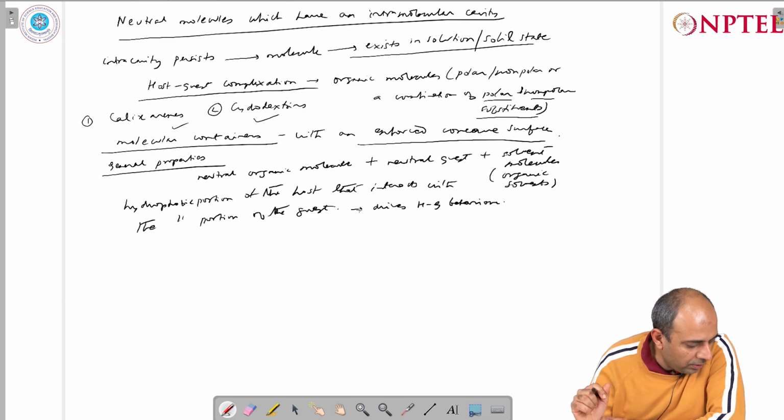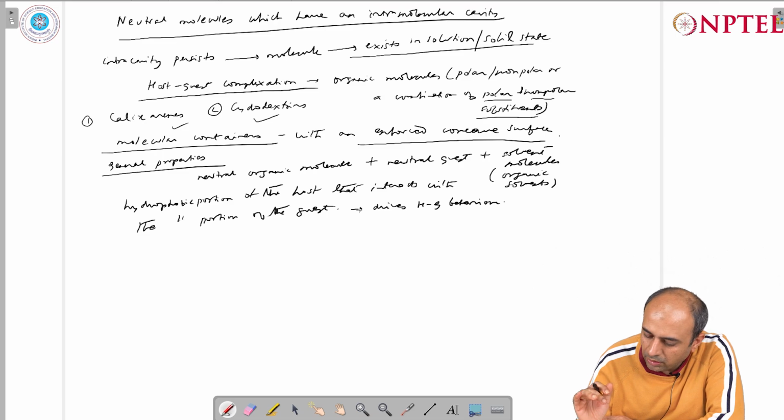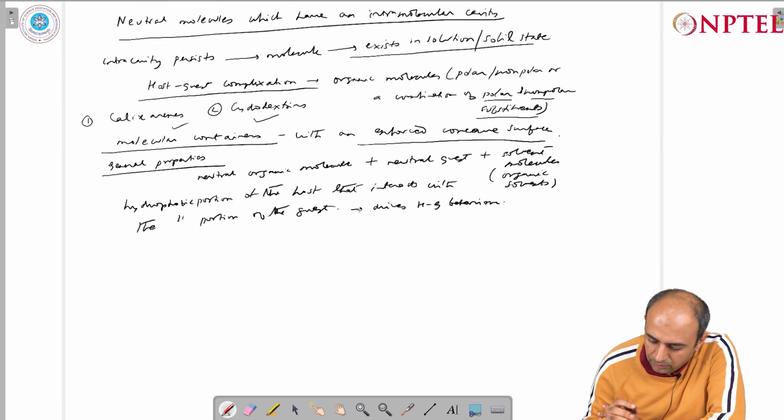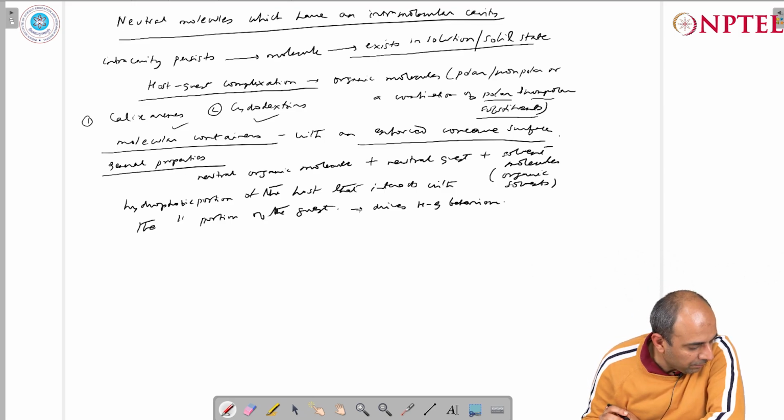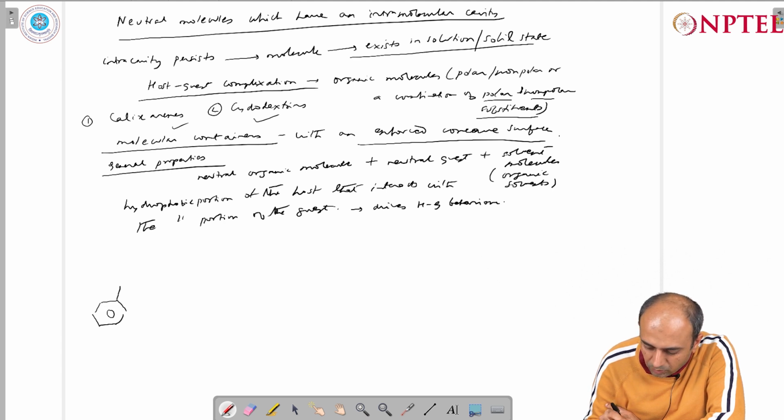And the first molecule we will be referring to in this series is the calixarene, and let us look at how the calixarene molecule looks. So the calixarene molecule has been. I will draw the calixarene molecule for you.